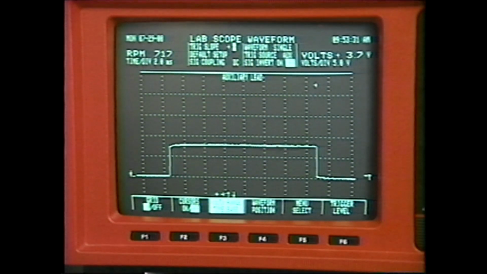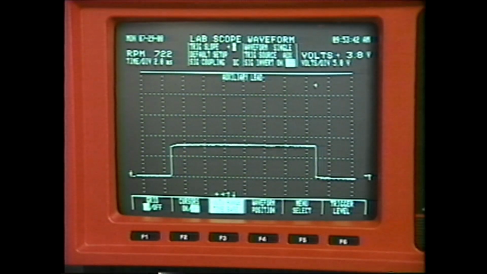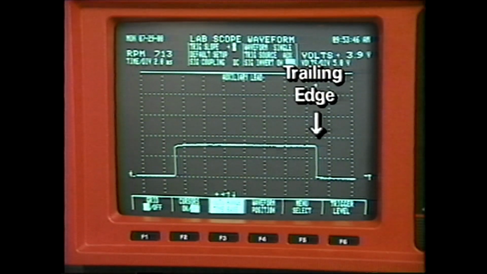The first change in voltage, which begins the on period, is called the leading edge, whether the voltage goes up or down. The second change, which ends the on period, is known as the trailing edge. Once again, the direction of the voltage change doesn't matter.